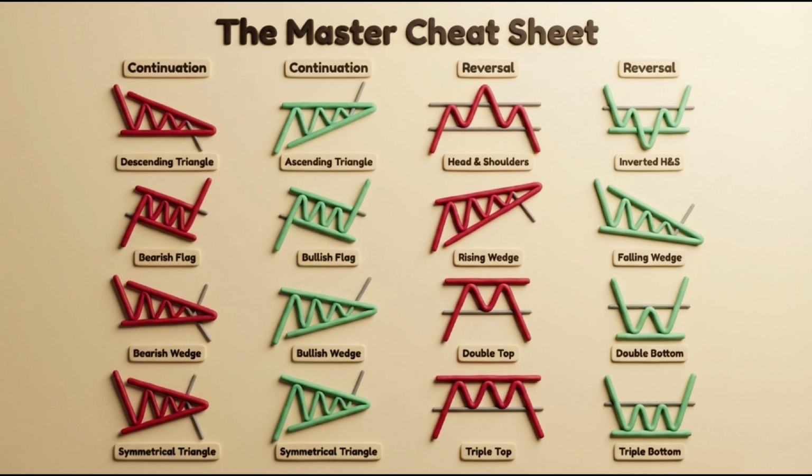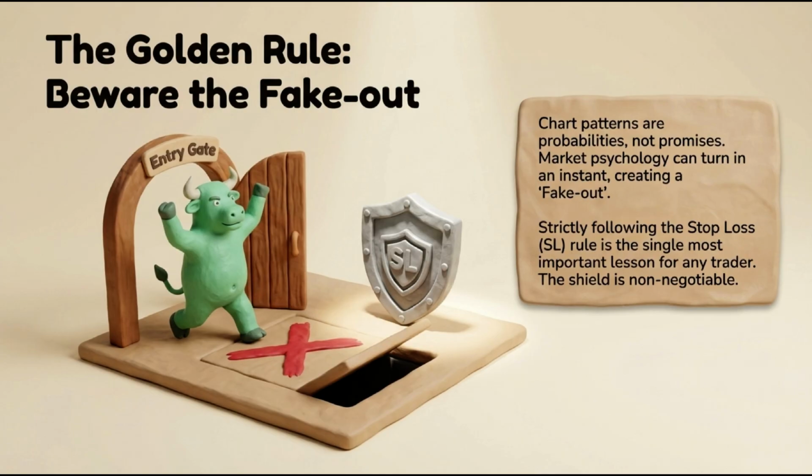To help you remember everything we've covered, here is your master cheat sheet. On one side, we have our continuations, like flags and triangles, which tell you to stay with the current winning side. On the other, we have our reversals, like head and shoulders and double tops, which warn you that a change is coming. Keeping this cheat sheet in your mind helps you stay objective during the heat of the market battle. Even with the best patterns, there is a golden rule.